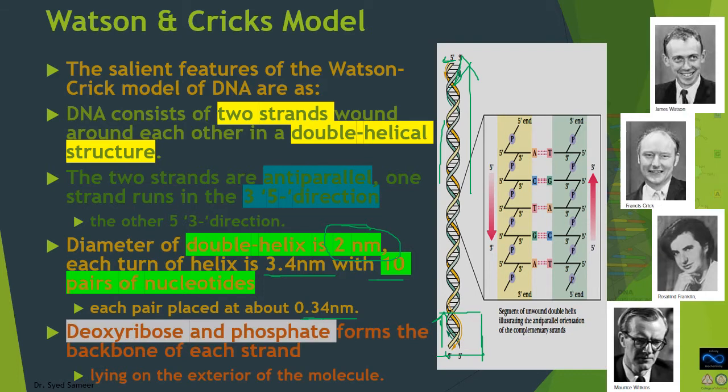As we already told you, deoxyribose and the phosphates form the backbone, the vertebra of this DNA duplex. So they lie on the exterior of the molecule, as you can see, and the nucleotide bases are located inside. So to access the genetic information contained within the DNA, we have to prise apart, or melt, the two strands of DNA from each other.